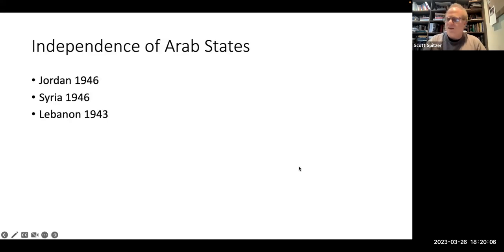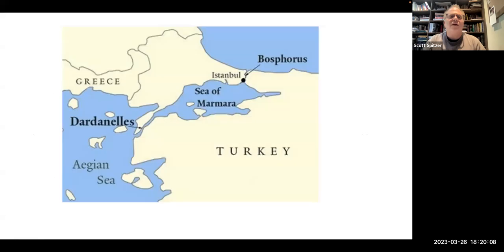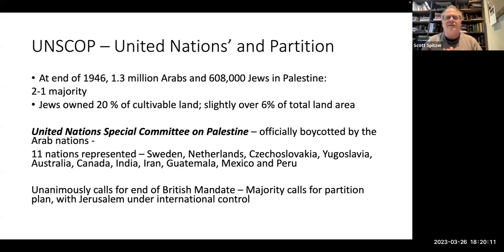Now, after all of this has happened, the United Nations, at the end of 1946, you got over 1.3 million Arabs and 600,000 Jews living in Palestine. The Arabs have a 2-to-1 majority. Jews own about 20% of the cultivable, farmable land. It's not a lot of land. It's only about 6% of the total land area.